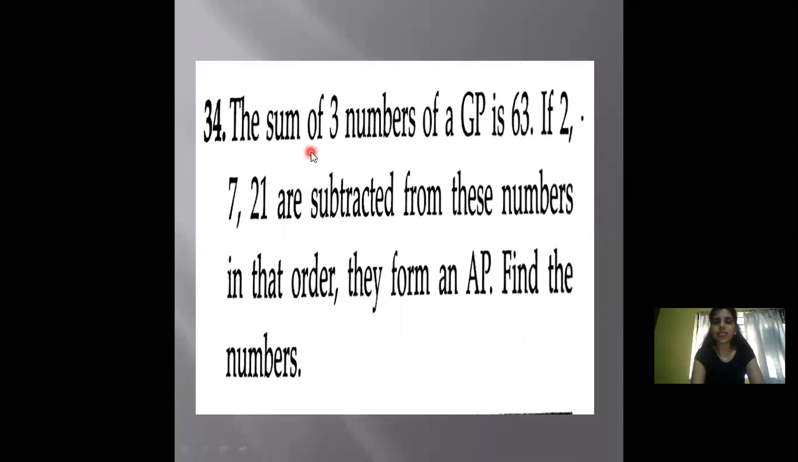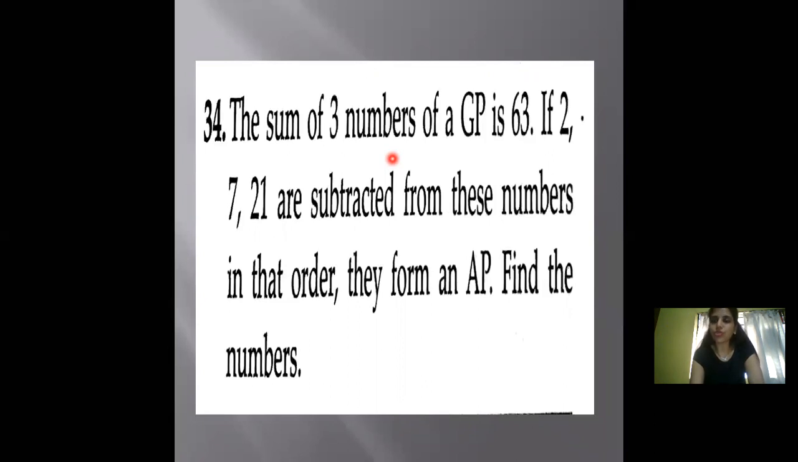The next question says the sum of 3 numbers of a GP is 63. If 2, 7 and 21 are subtracted from these numbers in that order, they form an AP. Find the numbers. Now children, you have to understand that in this type of sum, only the sum is given, product is not given. So you are not going to use three terms with a middle term, because it is odd. So you do not select a, then the previous term as a upon r, and the next term as a into r. You are not going to select the three numbers in that way.